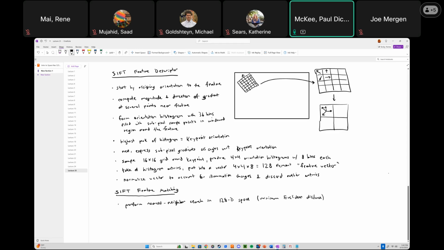And in the original paper, they recommend what's called best bin first, or BBF, data structure to speed up search.